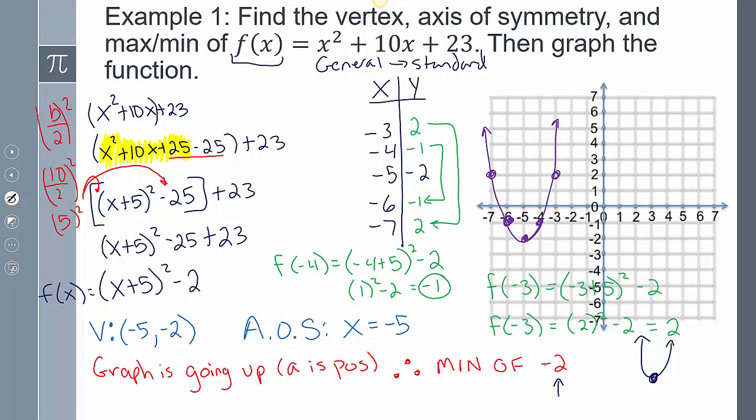I can graph my points, and I can create my graph. So all I did was just create it. So there we go, I answered it. The point of this lesson, though, is this portion here. How do I take this function and convert the general form into standard form?